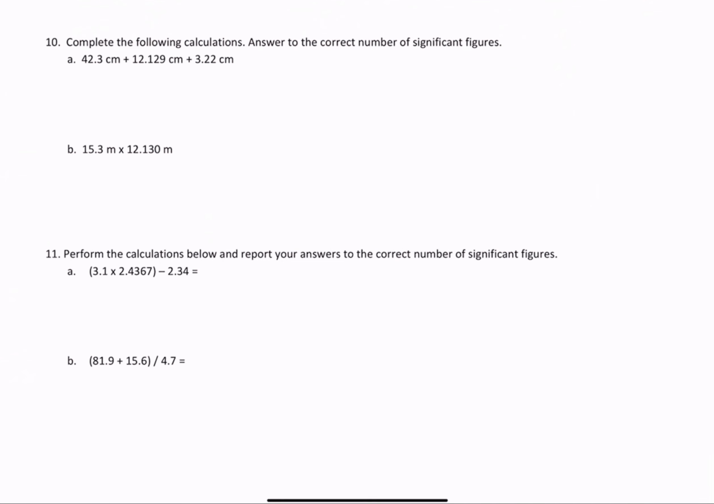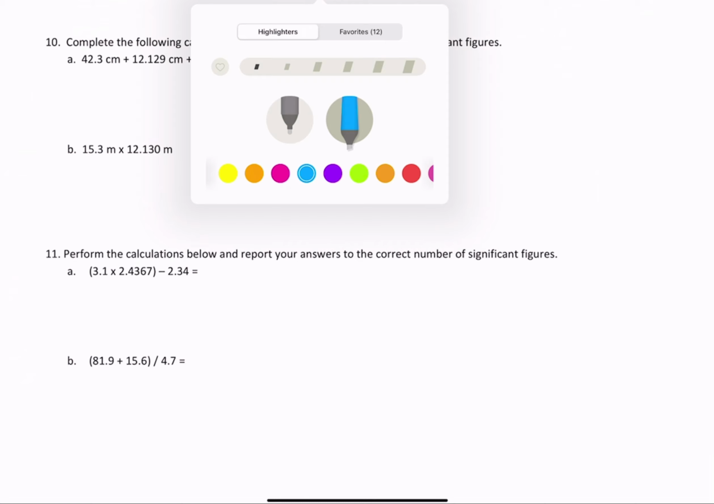For problem 10, you need to complete the following calculations, and you have to answer to the correct number of significant figures. For that one, you need to apply the rules of calculation for significant figures. For addition and subtraction, we go by number of decimal places, and the answer will be given to the least amount of decimal places. So let's take a look at this.